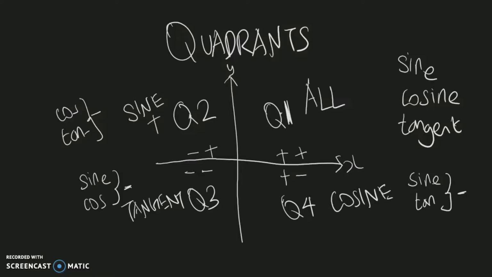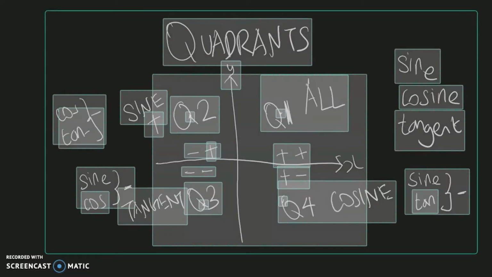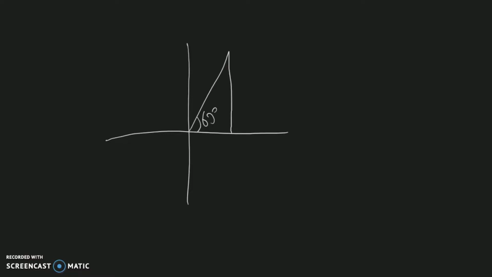So only one trigonometric ratio is positive in each quadrant, with the exception of quadrant 1, where sine, cosine and tangent all have positive answers. Okay, let's give a general explanation as to why that is. Okay, so let's say we have a graph here, and I'm going to draw the 60 degrees triangle. Okay, 60 degrees triangle. So as you can see from this graph, this triangle is in quadrant 1. So do note that all are positive in quadrant 1, since this is in quadrant 1.